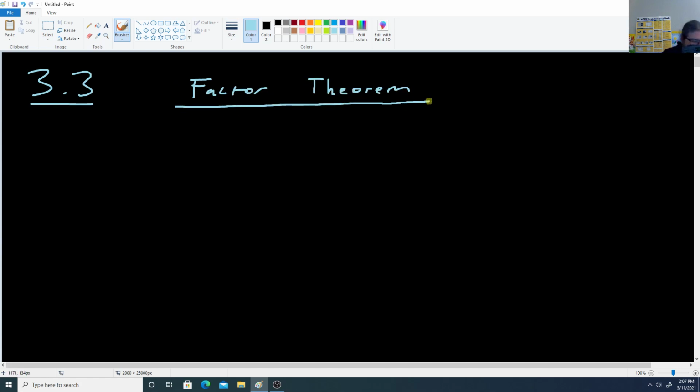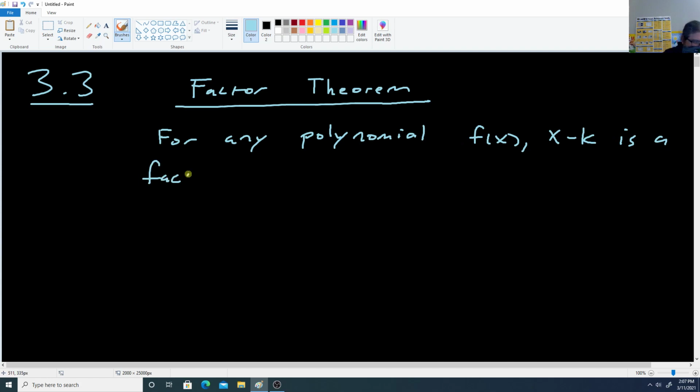And what the factor theorem says is for any polynomial, say the polynomial's name is f of x, x minus k is a factor if and only if the function's output when the input is k is 0.